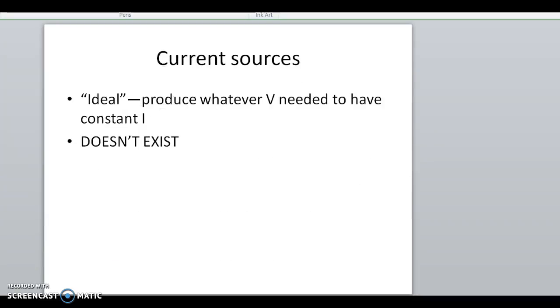Then we can also have current sources. Well, not really. These are ideal, so you might see them in a circuit diagram or when you're analyzing your circuits. It's when you put this in your circuit and it will produce whatever voltage you need to have a constant current, but it doesn't actually exist in real life.